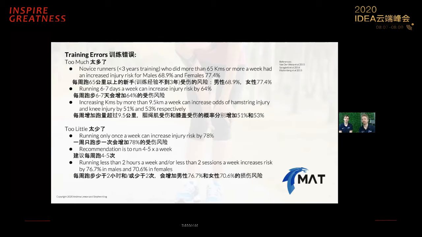所以呢，在我们了解了这些训练量与损伤概率之间的关系以后呢，我们将能够更有效地帮助客户减少他们的损伤风险。We also see that people who train too little also have an increased risk of injury. 我们还会看到那些训练不足的或者训练量太少的客户，他也可能有产生损伤。For example, only running once a week can increase the risk of injury by 78%.